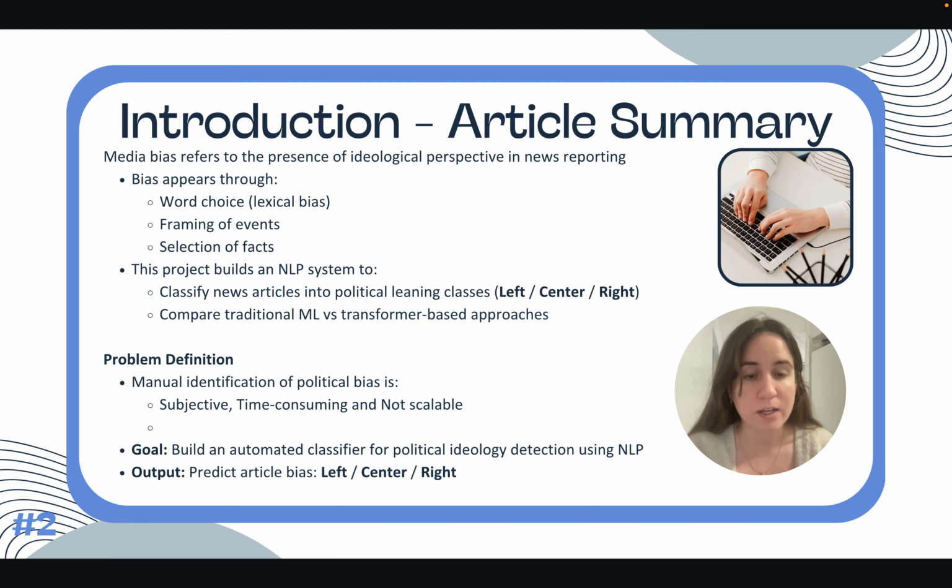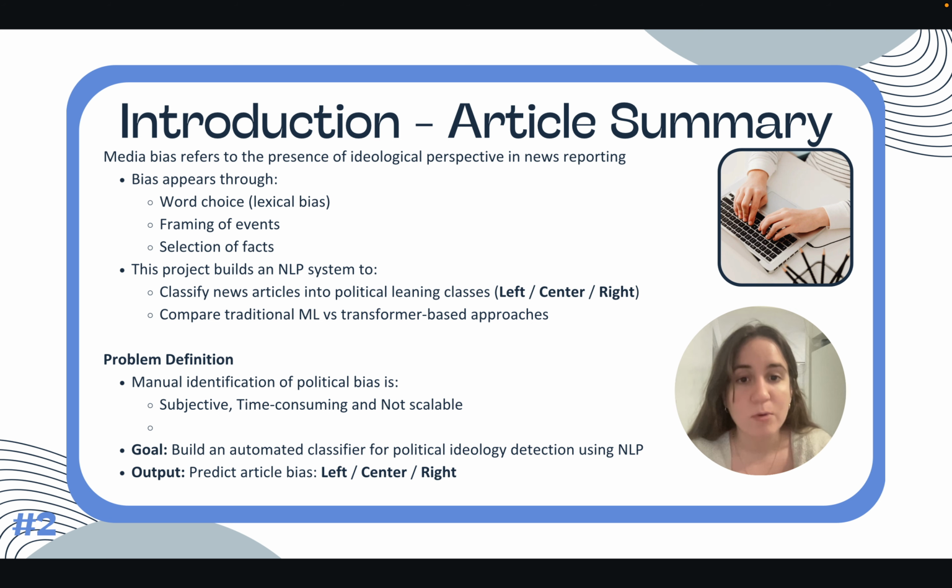On the traditional side, we use TF-IDF features with logistic regression and support vector machines. On the advanced side, we use a transformer-based model called DistilBERT, which captures deeper context in language. The main challenge we're addressing is that identifying bias manually is not practical. It is time consuming because there are thousands of articles. It is subjective because different people interpret bias differently, and it is not scalable for real world applications.